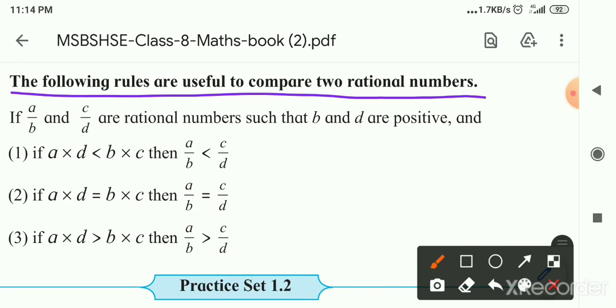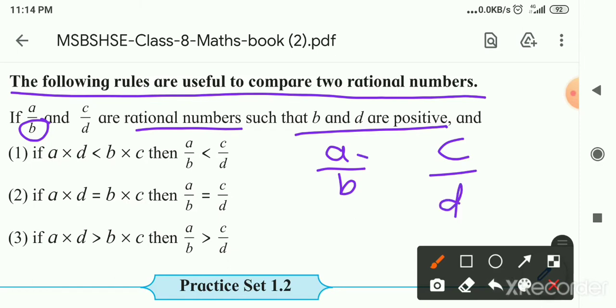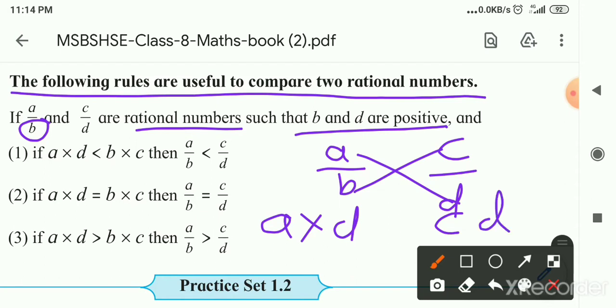If a upon b and c upon d are rational numbers such that b and d are positive, meaning the denominators are positive, then if we multiply a into d and c into b, and we observe that c into b is greater than a into d, then c upon d is the greater fraction.